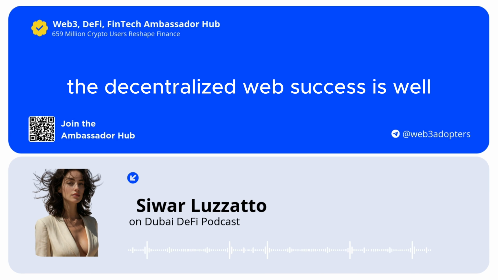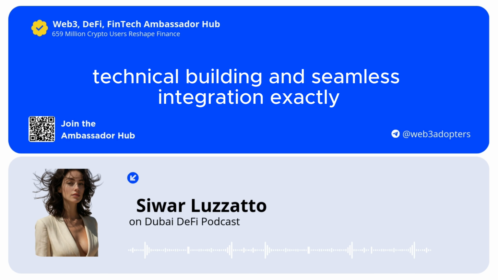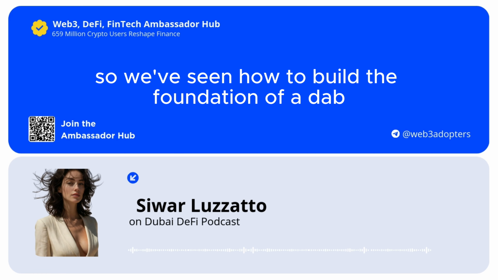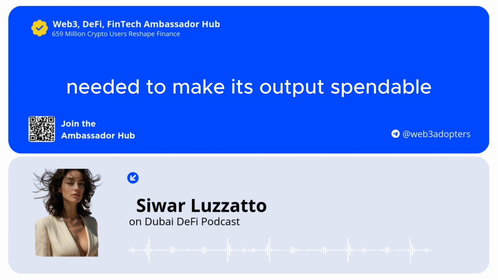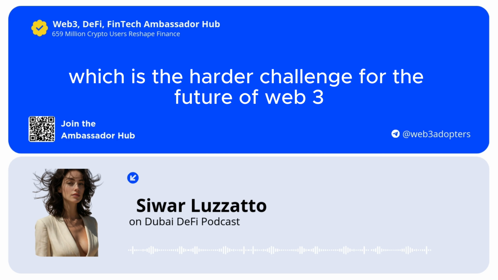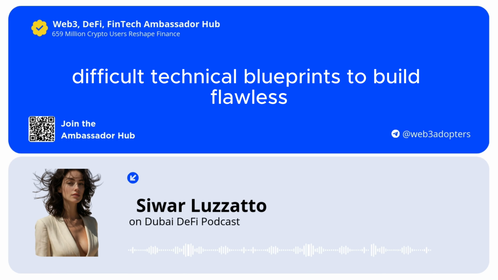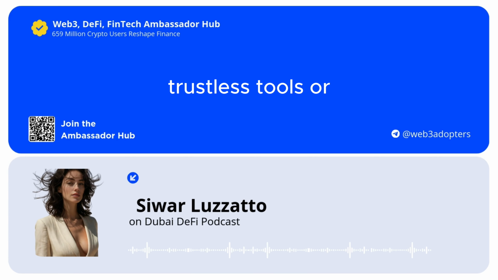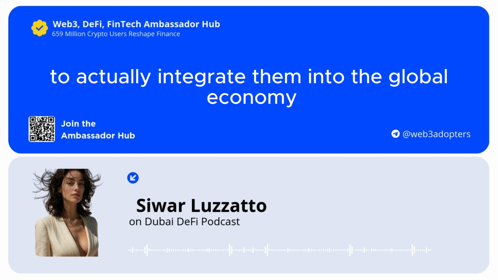The decentralized web success is, well, it's completely interdependent. It needs both. Deep technical building and seamless integration. Exactly. So we've seen how to build a foundation of a dApp, and we've seen the financial machinery needed to make its output spendable. And this brings up a final provocative thought for you to think about, which is the harder challenge for the future of Web3 adoption. Convincing developers to master these new, difficult technical blueprints to build flawless, trustless tools, or convincing legacy financial systems to actually integrate them into the global economy.